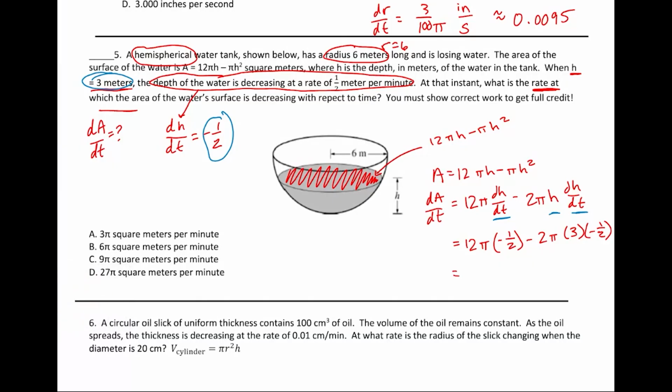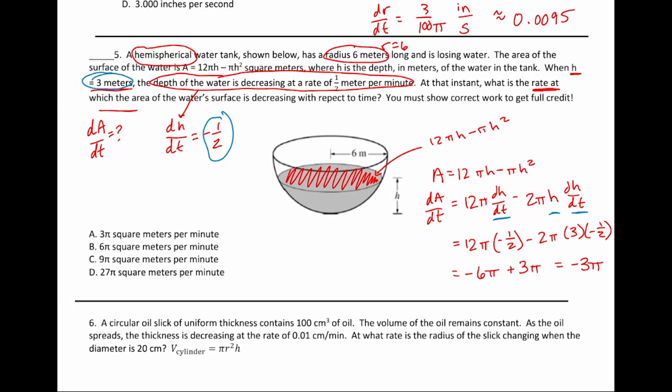So negative half of 12 is going to be negative 6 pi. Then over here we've got half of 2 is just 1. Negative times negative is positive. So we have plus 3 pi. So we get negative 6 pi plus 3 pi is going to be negative 3 pi.